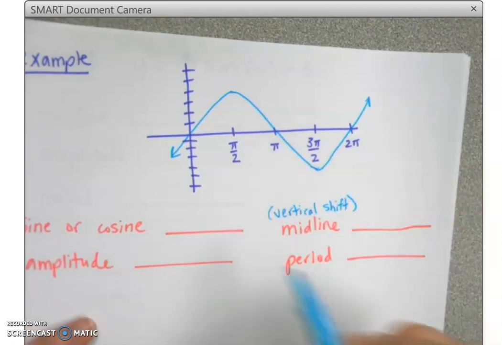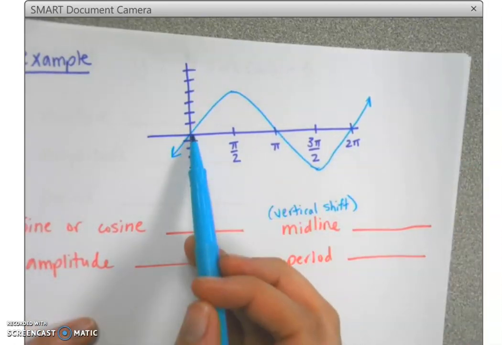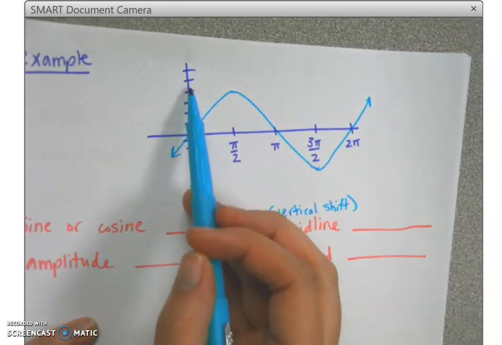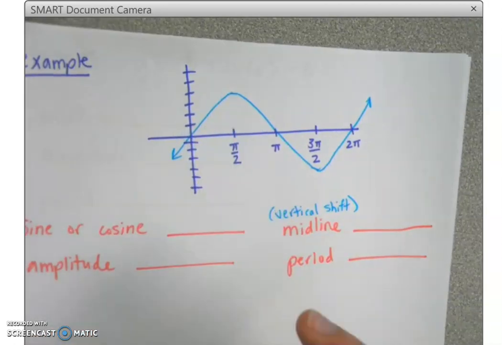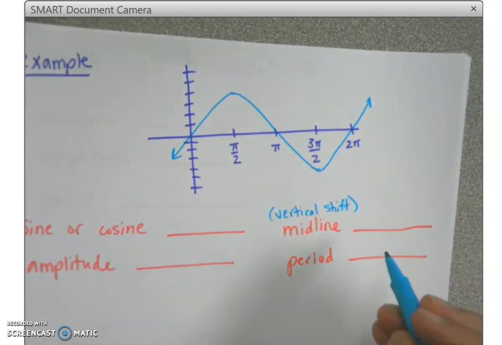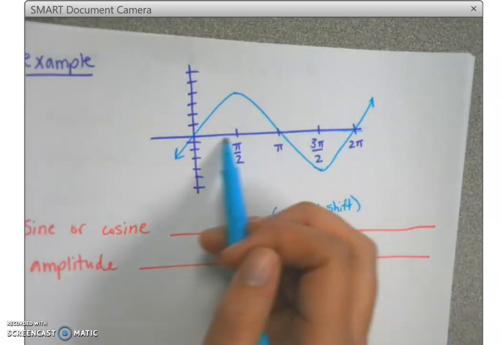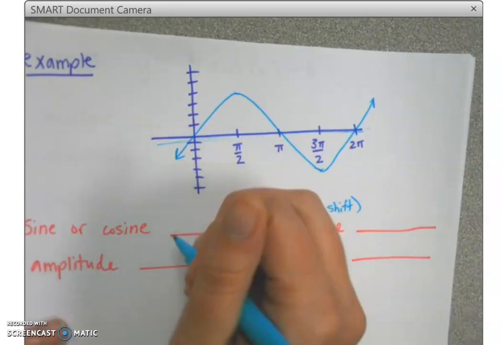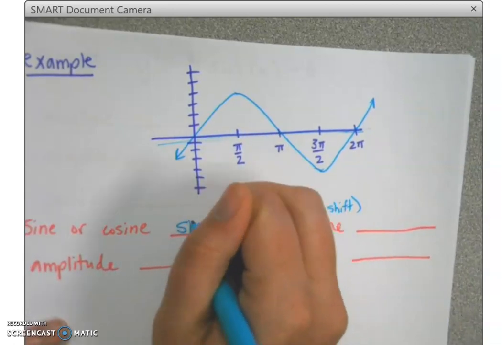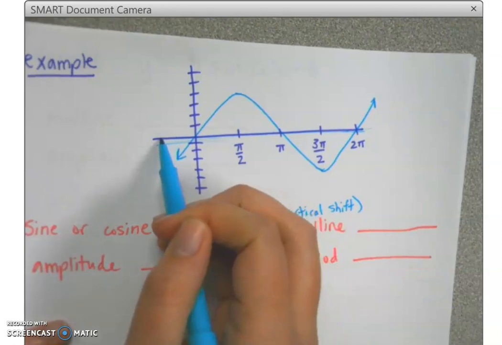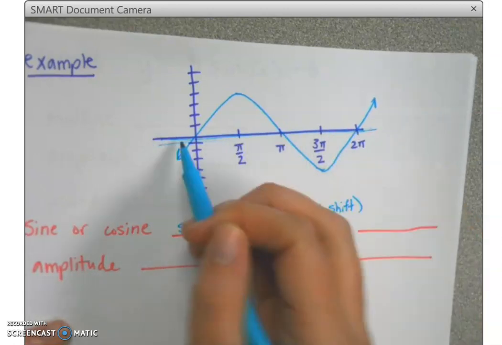That moves your graph up and down. So if it was through the midline and then it got shifted up, that's going to change that. So just be really careful looking for your midline. For this one, the midline goes through the origin, so it didn't get shifted up or down. So this is a sine graph because it goes through the origin. My midline is right here, because that's the middle, so it's at 0.